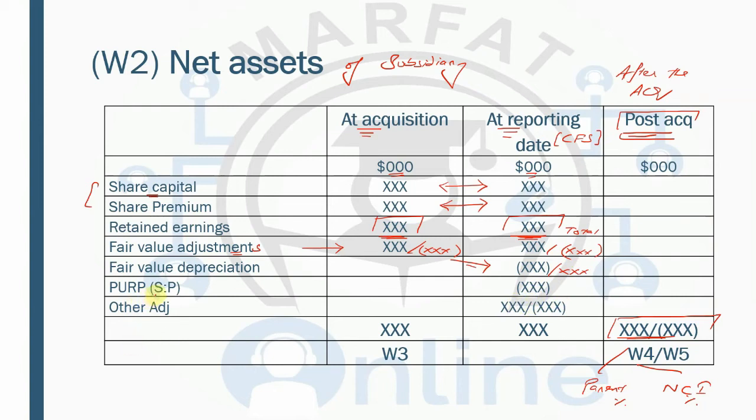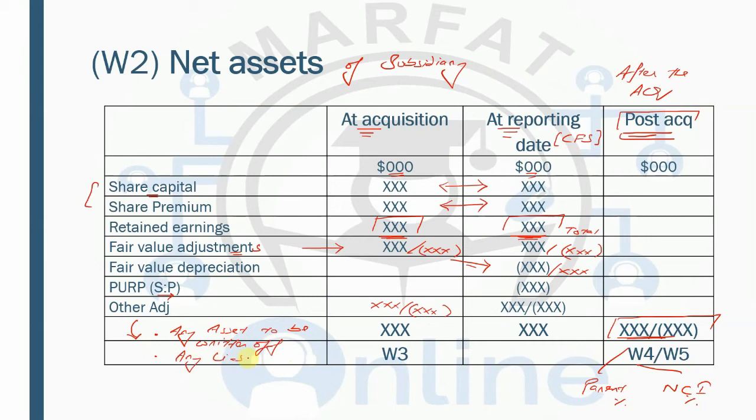Similarly, for the unrealized profit, when the subsidiary is the seller, the unrealized profit will be deducted at the reporting date. And now other adjustments, it can be either over here or at both ends. Other adjustments may include, for example, any asset to be written off. Like for example, there is some asset which is recorded in the subsidiary's books, but now it is not worth anything, so you have to write it off. So you will be writing it off over here.